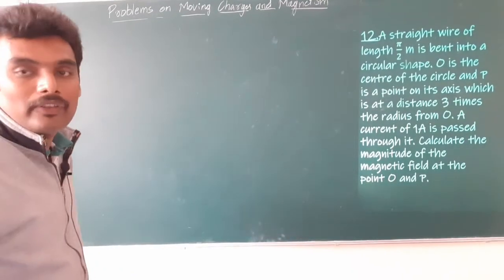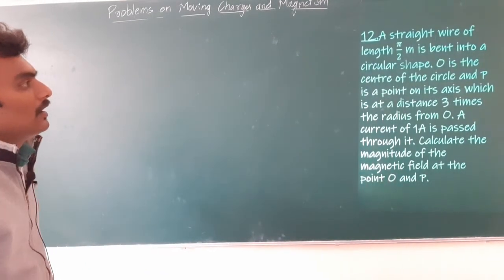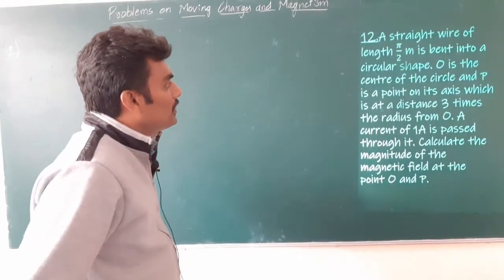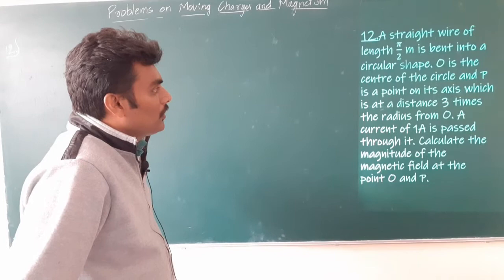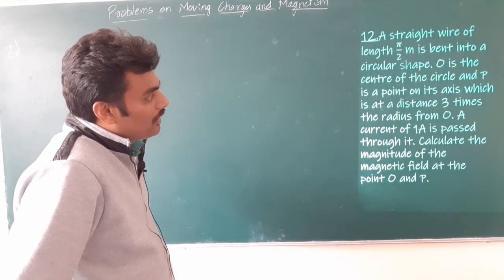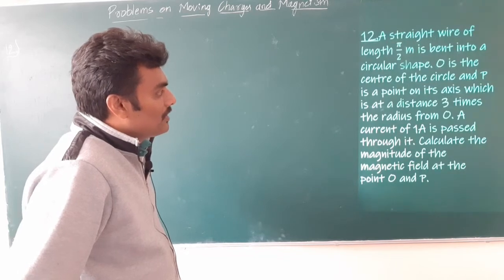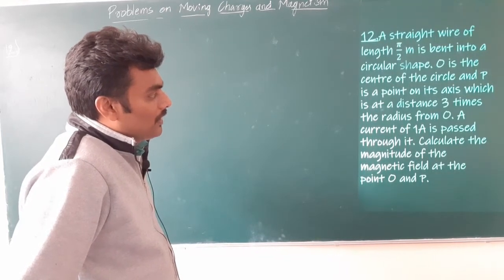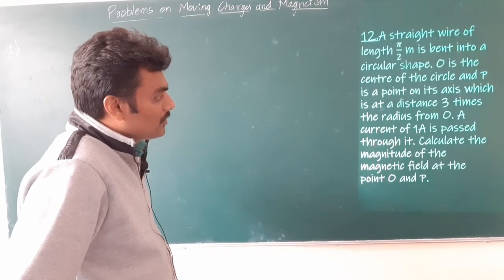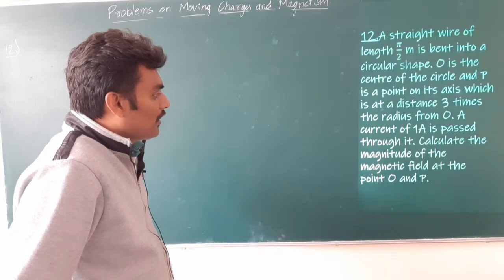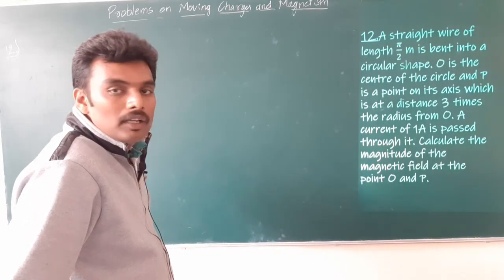Next, 12th question is as follows. A straight wire of length pi by 2 meter is bent into a circular shape. O is the center of the circle and P is a point on its axis which is at a distance 3 times the radius from O. A current of 1 ampere is passed through it. Calculate the magnitude of magnetic field at the point O and P.